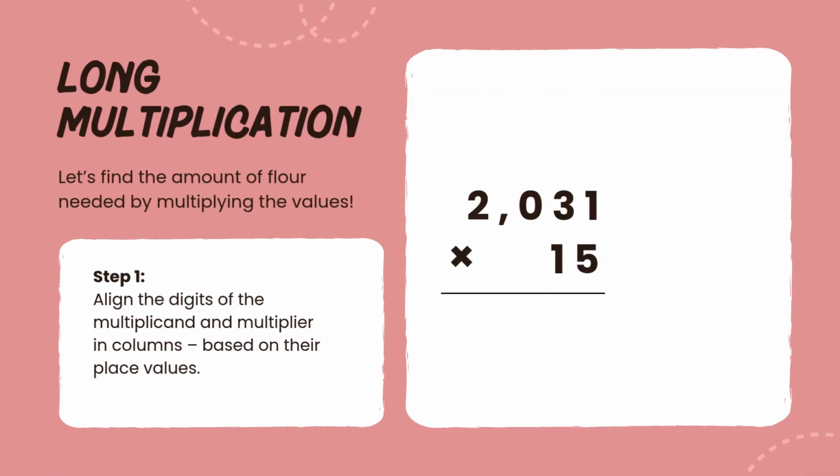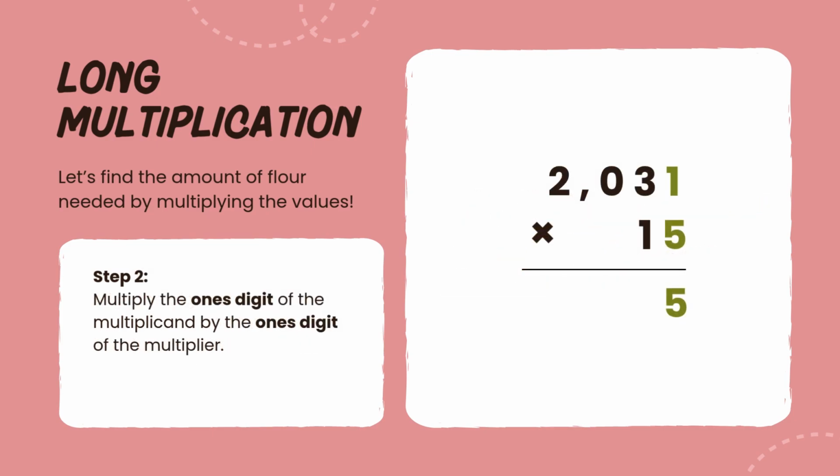Let's find the amount of flour needed by multiplying the values. Step 1. Align the digits of the multiplicand and multiplier in columns, based on their place values. The 2031 is called the multiplicand, and the 15 is known as the multiplier.